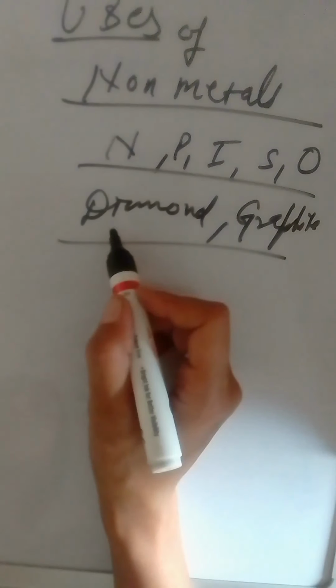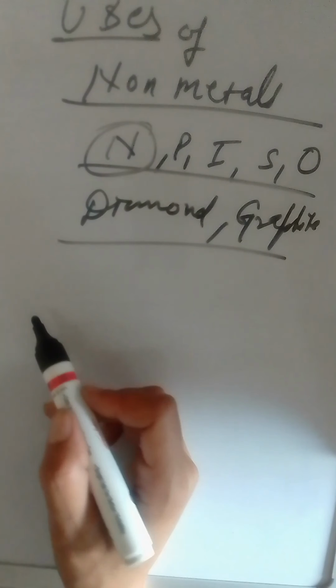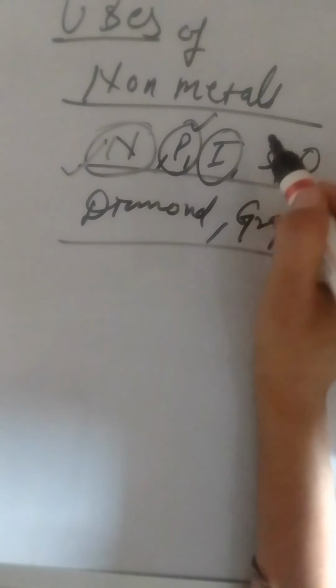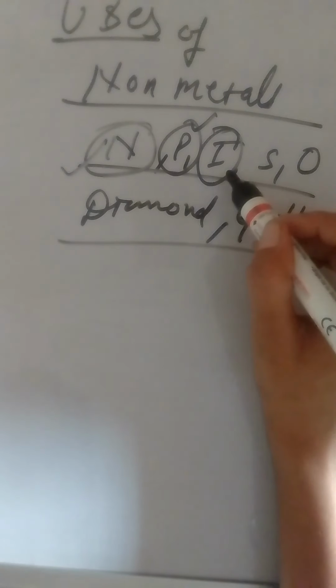Last one I will take, the uses of non-metals. Commonly they are nitrogen, phosphorus, iodine, sulfur, oxygen, diamond and graphite. All these are non-metals. First, nitrogen is very commonly used in fertilizers, and this is very essential for the growth of plants. Next one is phosphorus, used for making matchboxes. Next one, iodine. Iodine is used as an antiseptic, a preparation made from it can be applied on wounds and infection can be prevented.